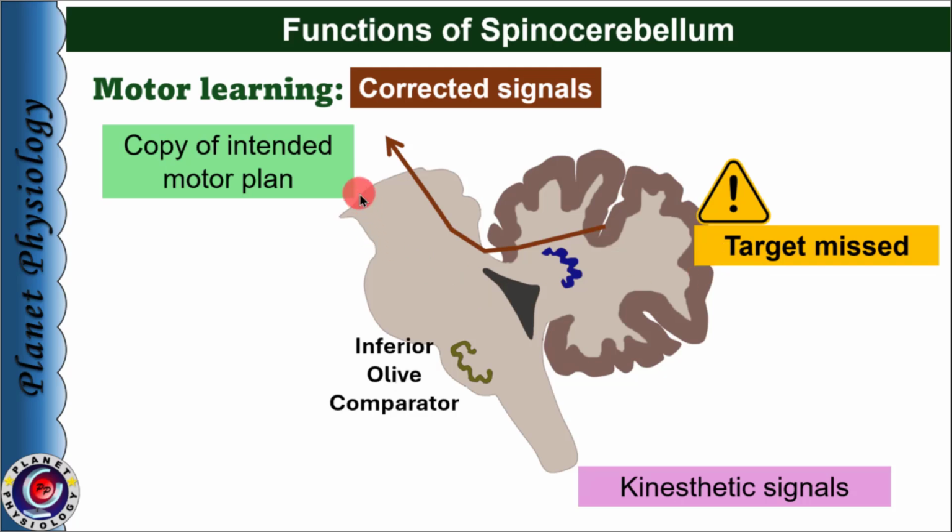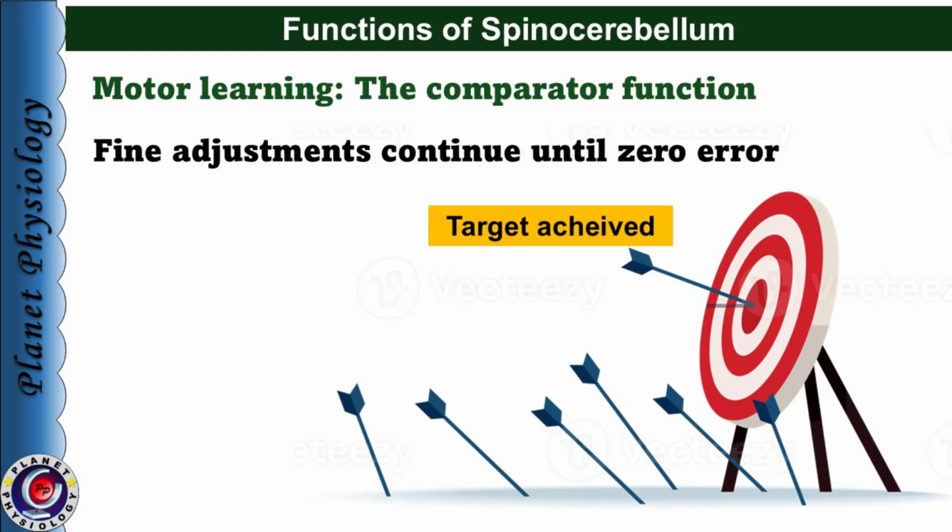In this comparator function, the inferior olivary nucleus also plays a key role. It receives both kinesthetic signals from the periphery as well as a copy of motor instructions from the cortex. It also compares them and adjusts the signals in the climbing fibers to modulate Purkinje cell output. These fine adjustments continue until there is zero error between the intended plan and the actual action. The process is known as cerebellar learning or motor learning.